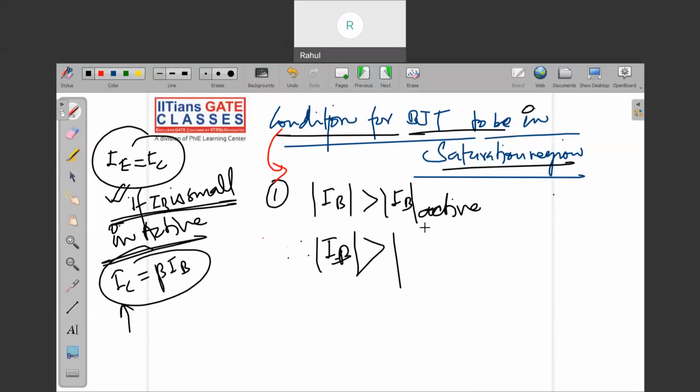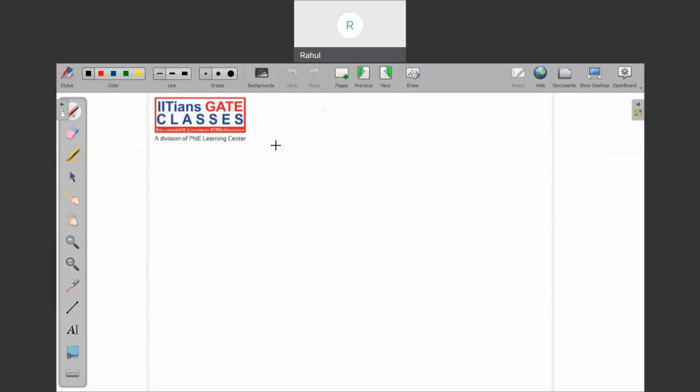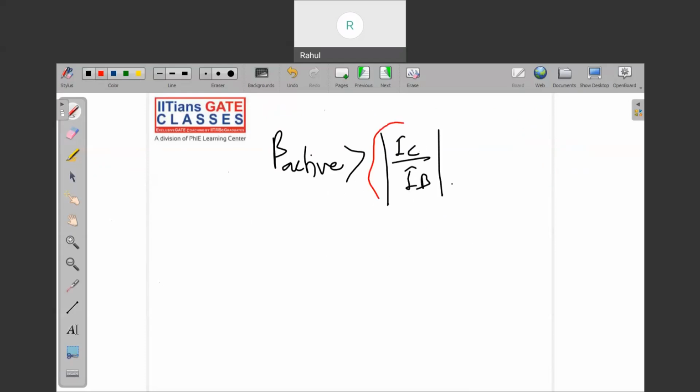So IB is greater than IB active. What is IB active here? You can say IC upon beta active. From here, we get that beta active is greater than IC by IB. This is basically a beta forced.